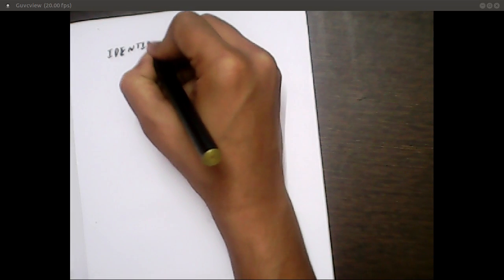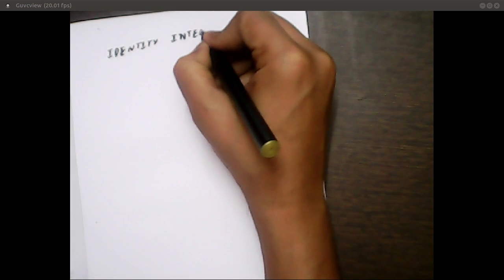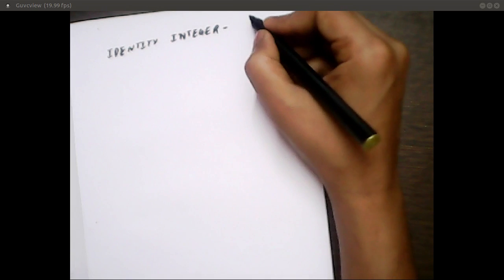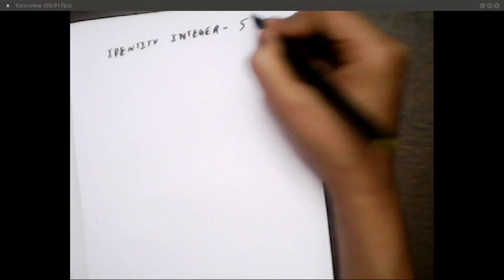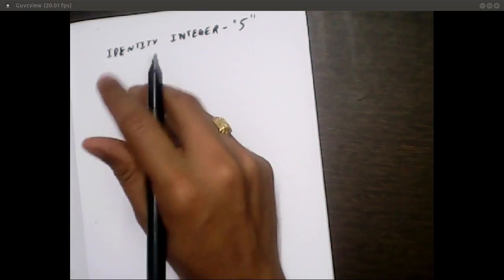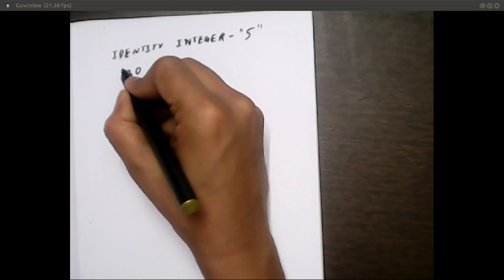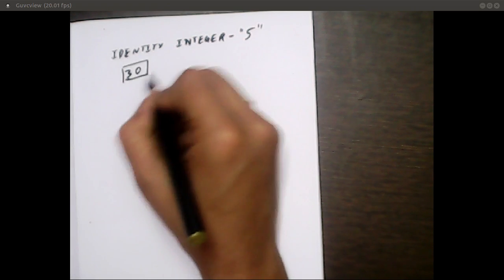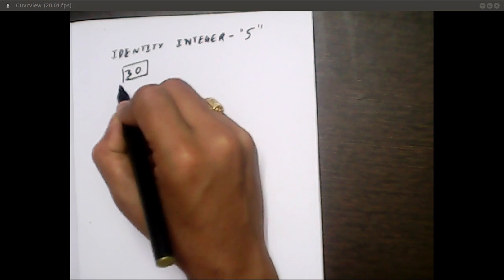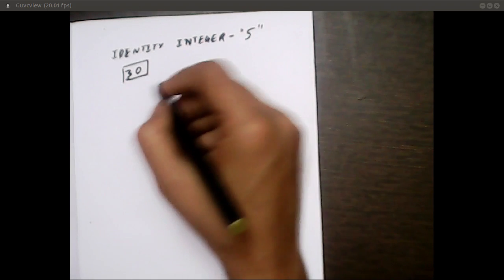Now let's select the identity integer as 5. Now let's pick a random integer. Okay, let's pick the number 30. This is our random number that we have selected from the number line. Let us see if this is an identity integer for the division operator.